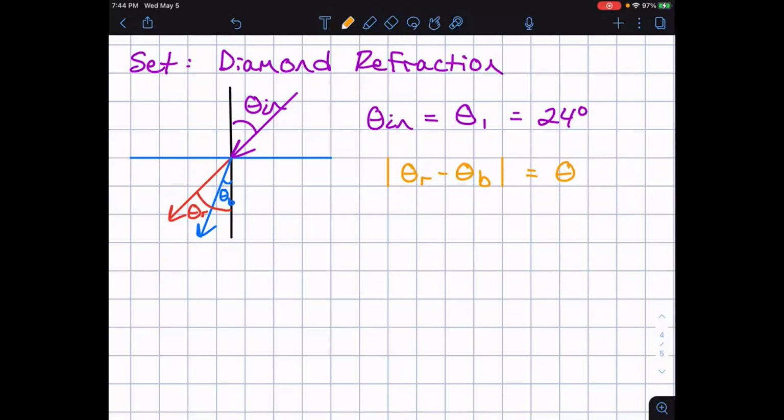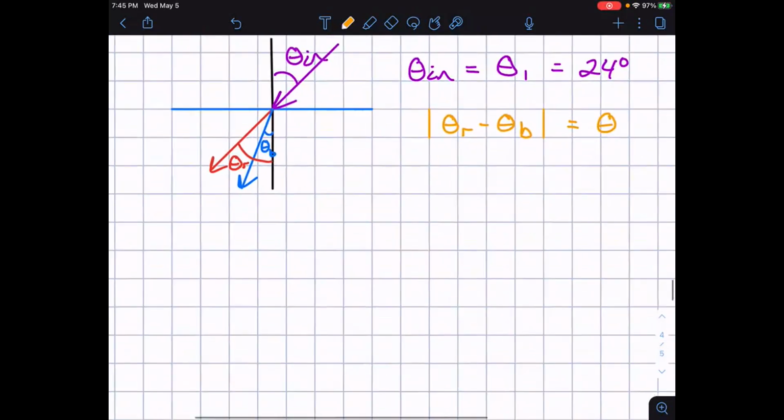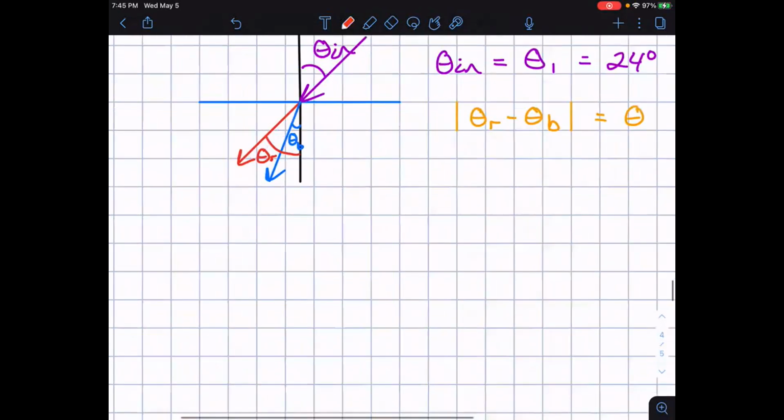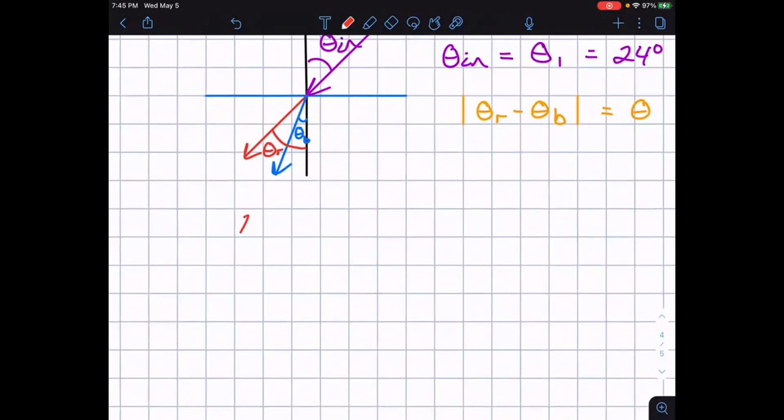We know that there are different indices of refraction, and we know that we're going to have two different refraction angles. So we just want to know what the difference between those two angles is. So as you might have expected right now, we definitely want to do a Snell's law problem, or Snell's law setup, I should say. So I'll have red right here.